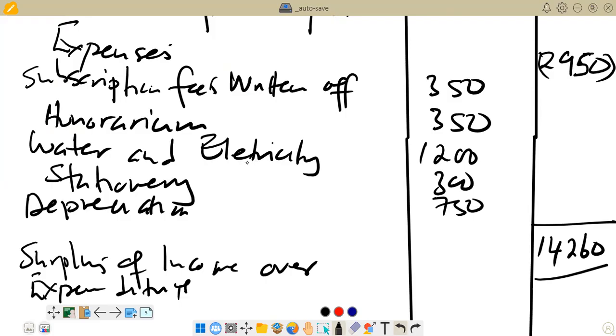We were required to prepare the trading account, the tuck shop trading account, and then the subscription fees account. And then lastly, we were supposed to prepare the statement of profit and loss. So 30 marks on this question.